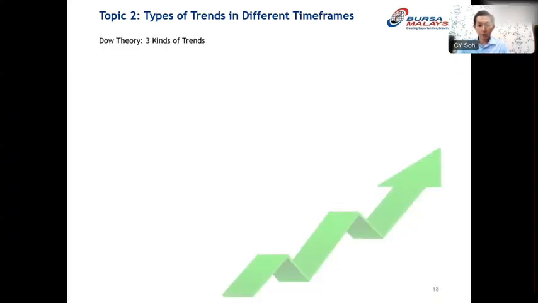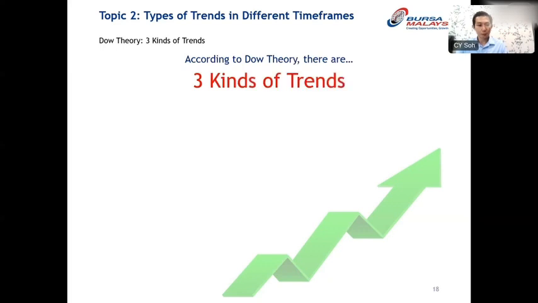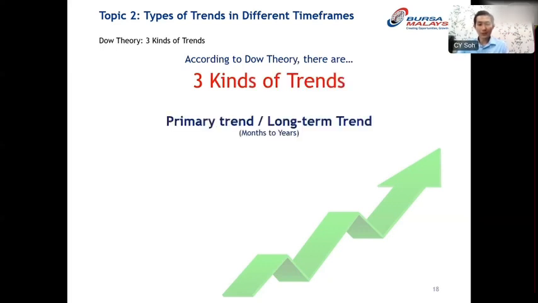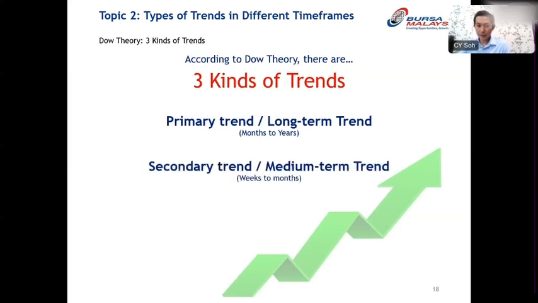Now, according to Dow theory, there are 3 kinds of trend. Do you know what the 3 kinds of trend are based on Dow theory? Some of you may be saying uptrend and downtrend, right? But in fact, that is the direction of the trend. Dow theory emphasizes these 3 types of trend. First is the primary trend or long-term trend, then the secondary trend, as well as the minor trend.